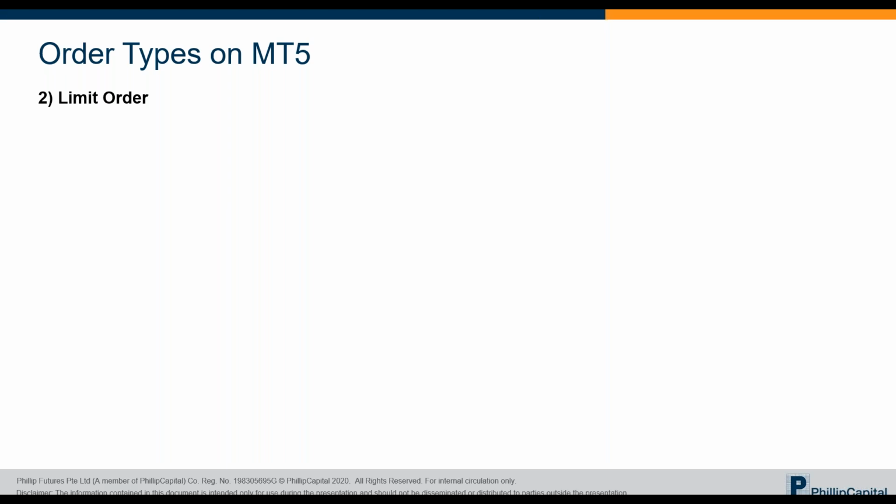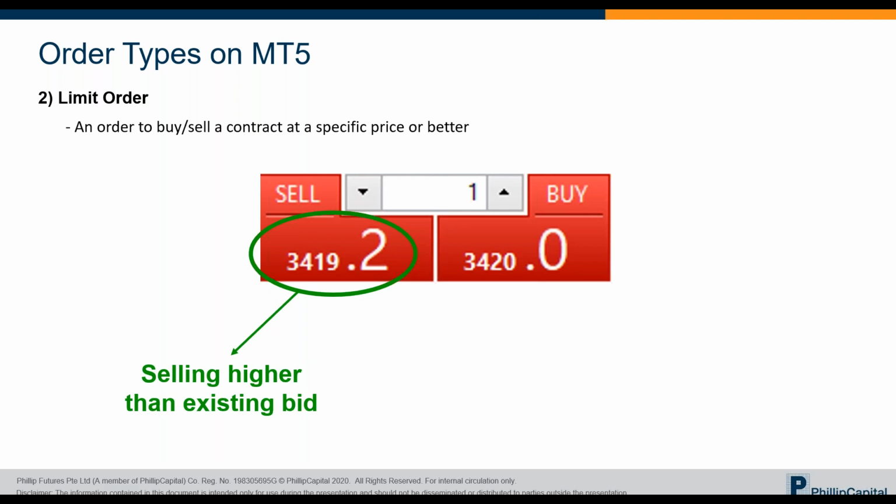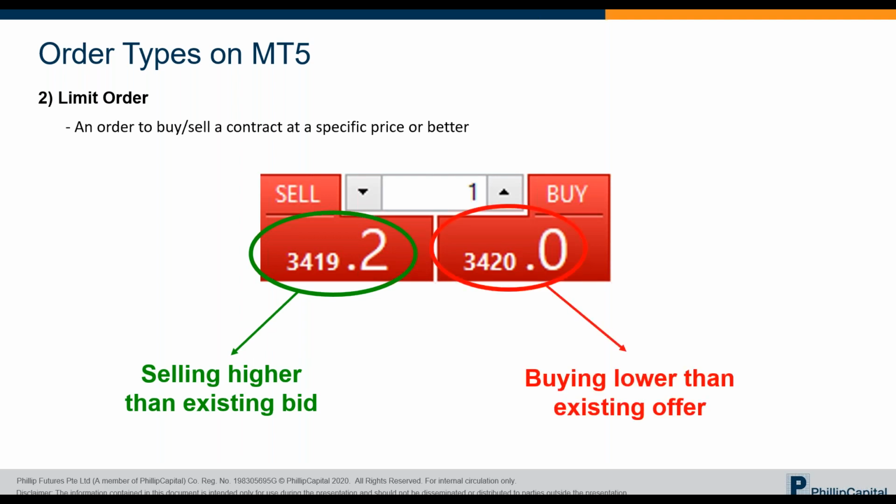So the next order type will be a limit order, which is an order type to buy or sell at a specific price or better. Essentially, what you're trying to do is buy lower than the existing offer or sell higher than the existing bid.